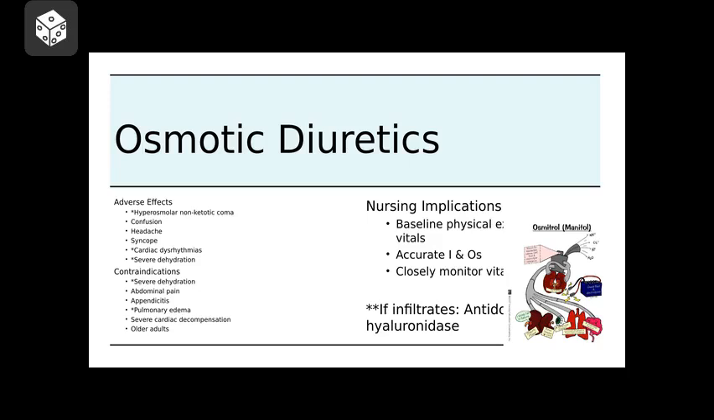Mannitol is a medication that, if it infiltrates, can be really toxic to the tissue. So you want to be aware of what the antidote is if you're giving this medication and it would infiltrate. You want to know that you want to give hyaluronidase.